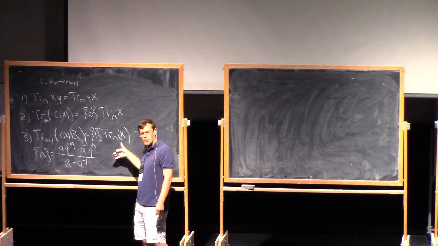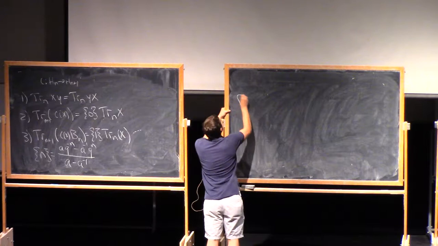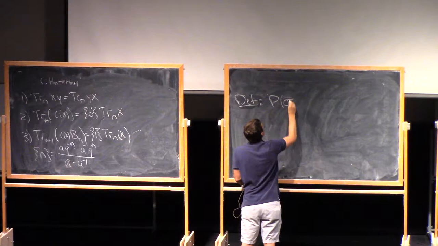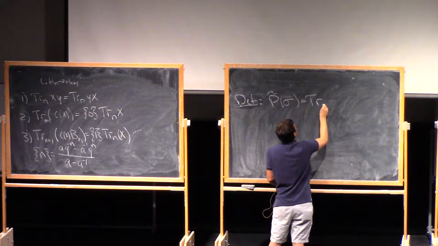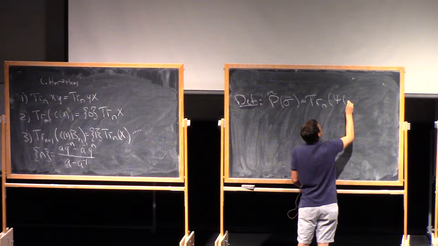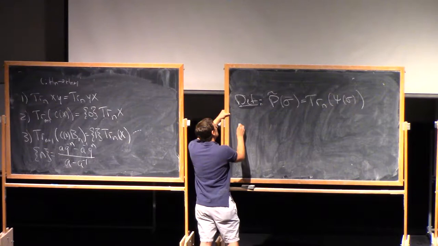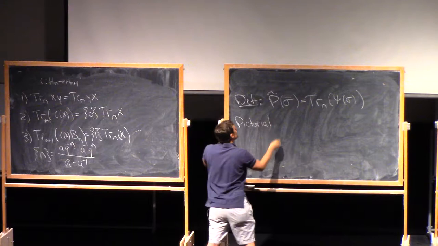And then, let's call this a definition, P twiddle of sigma bar is going to be the trace on n of the map psi of sigma. So that's the best definition, really, of what this HOMFLY polynomial is. It is this trace. But what I'd like to talk about a little bit is a pictorial interpretation.